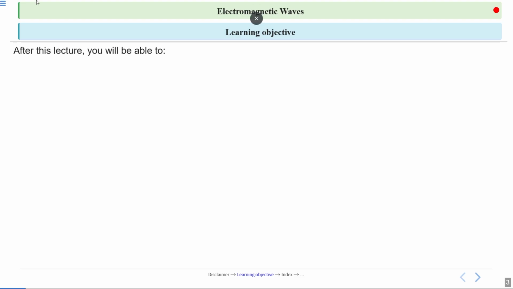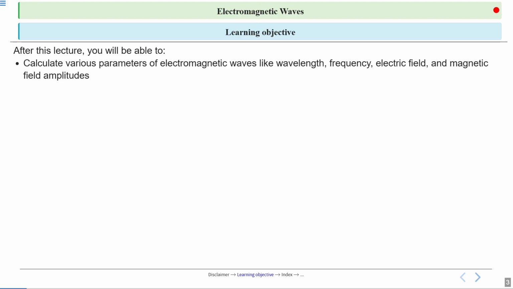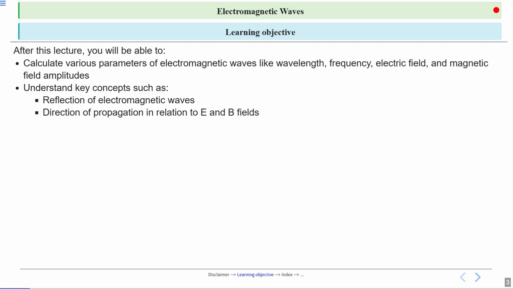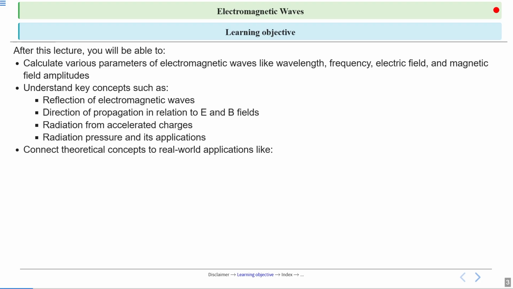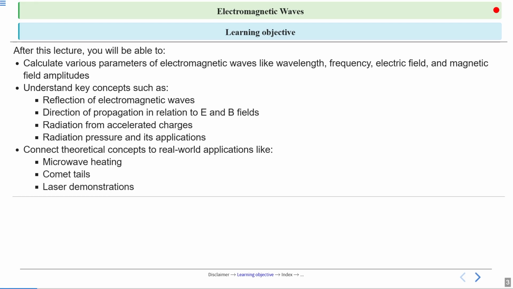After this lecture you will be able to calculate various parameters of electromagnetic waves like wavelength, frequency, electric field and magnetic field amplitudes. Understand key concepts such as reflection of electromagnetic waves, direction of propagation in relation to electric field and magnetic fields, radiation from accelerated charges, radiation pressure and its applications, and connect theoretical concepts to real world applications like microwave heating, comet tails, laser demonstrations.